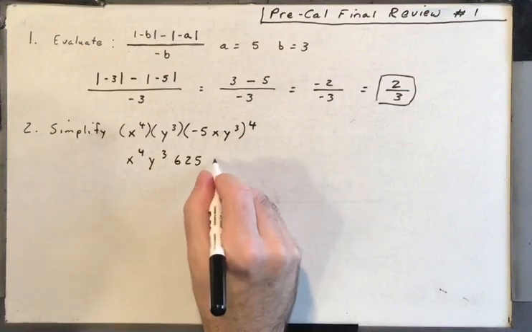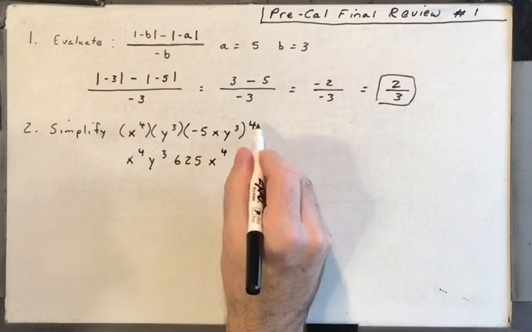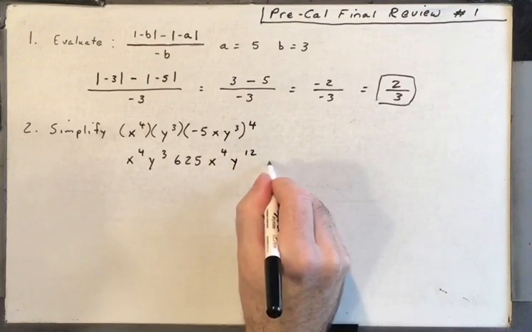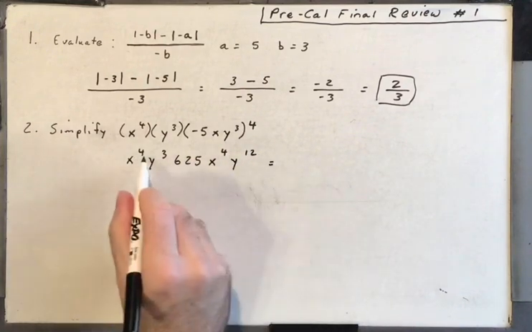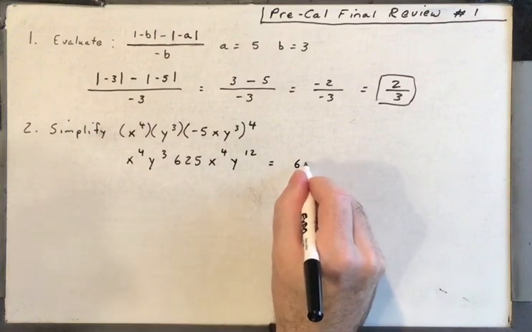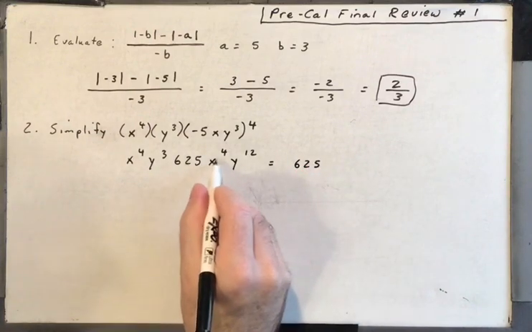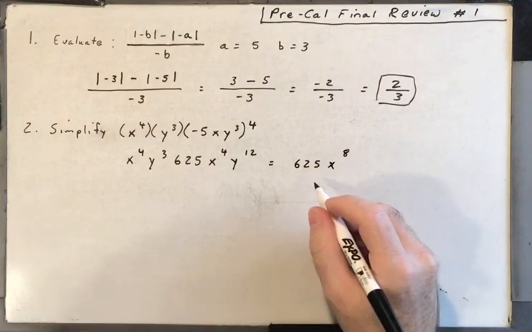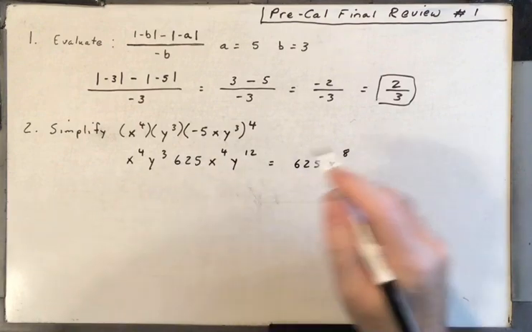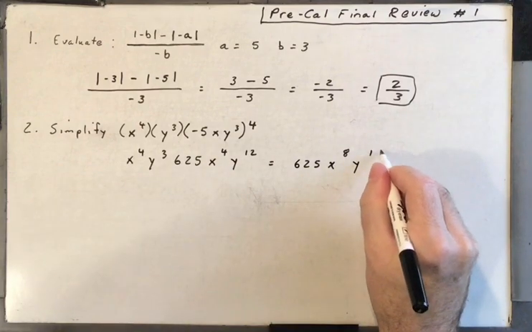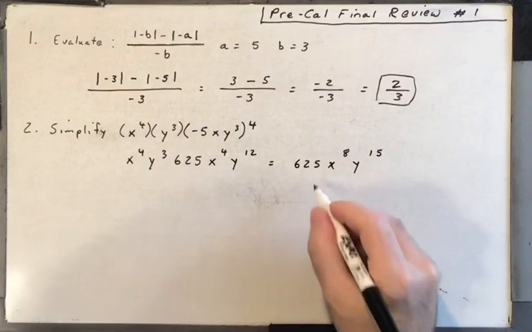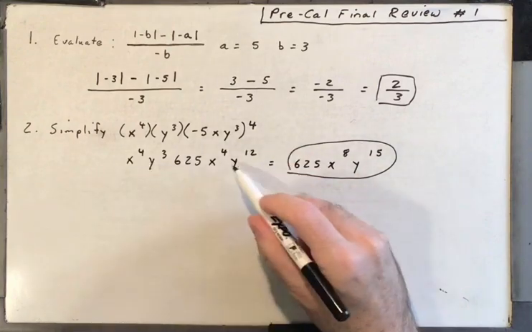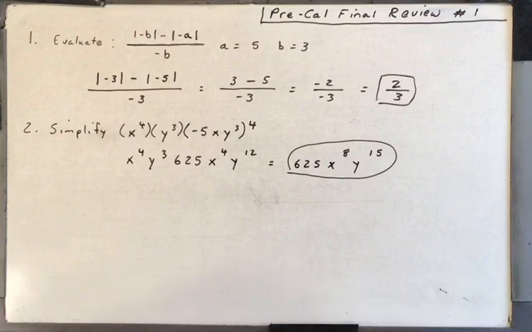X to the 4th. And when you raise a power to another power, you multiply. So 3 times 4, that'd be y to the 12th. Now, when you multiply powers, you add. So I'll put the 625 out front. X to the 4th times x to the 4th, you add there, make that x to the 8th. And then y to the 3rd times y to the 12th would be y to the 15th. All right, so it's really just a matter of remembering when you raise a power to a power, you multiply. And when you multiply 2 powers with exponents, then you just add those exponents.